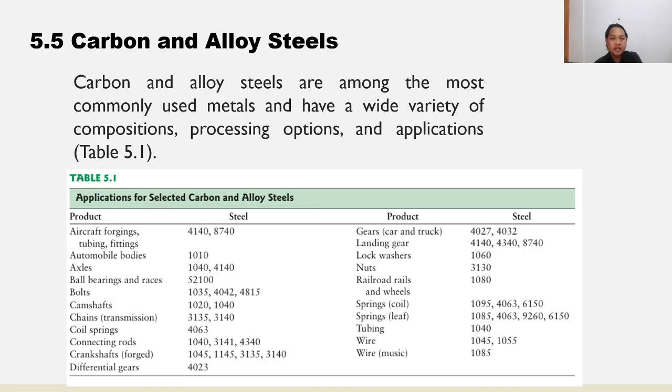Next, we have carbon and alloy steels. Steels containing significant amounts of alloying elements are called alloy steels. They usually are made with more care than are carbon steels. Carbon and alloy steels are among the most commonly used metals and have a wide variety of composition, processing options, and application, as we can see in table 5.1.